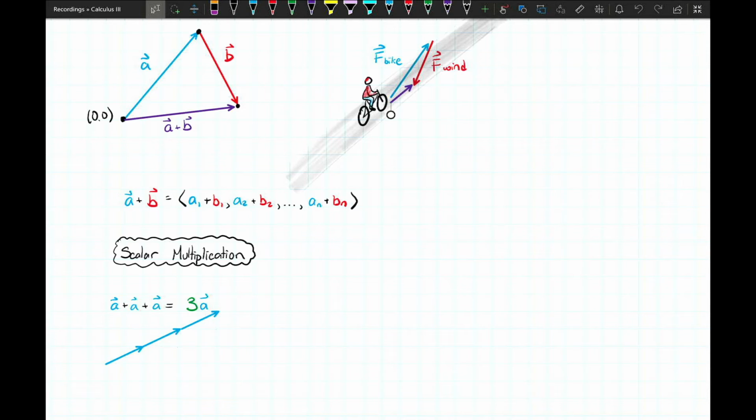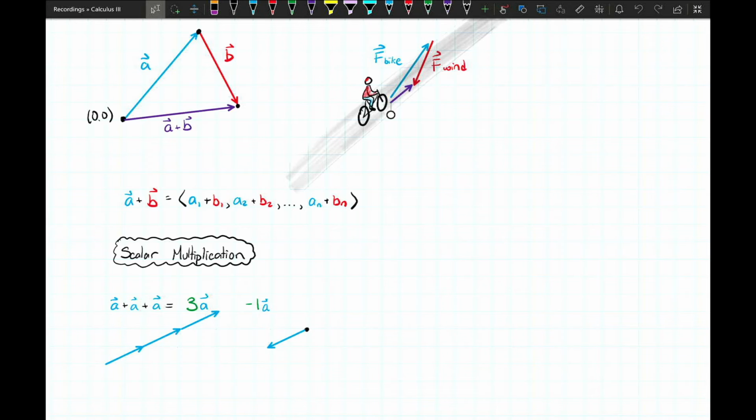What about a negative number? What happens if we have negative 1A? Well, let's pretend that we have our vector A in standard position. What does it mean to take a vector and multiply it by negative 1? Well, as you can imagine, in 1 dimension, that simply is just like 5 and negative 5. They go in opposite directions. It's the same thing in n dimensions.